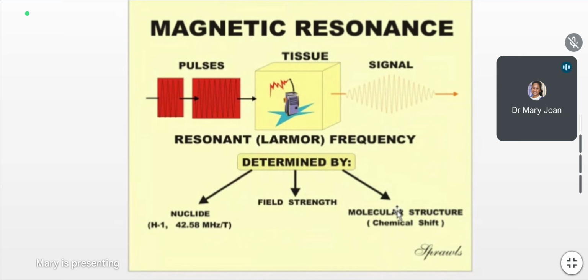Here you can see the magnetic resonance pulses, the tissue, and the signal which we get. The pulses go inside, pass through the tissue, and we get a signal. The resonant or Larmor frequency is determined by the nuclide, the field strength, and the molecular structure.